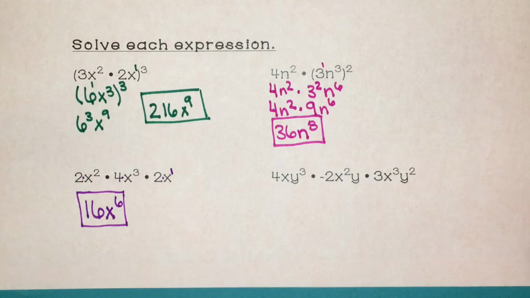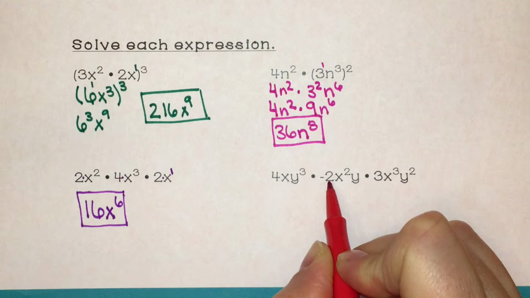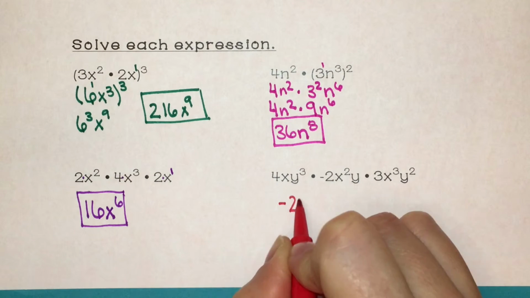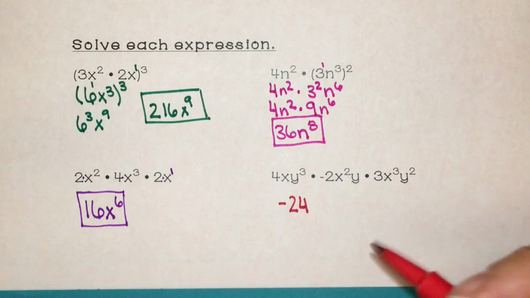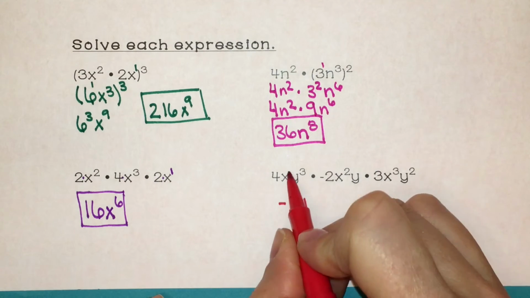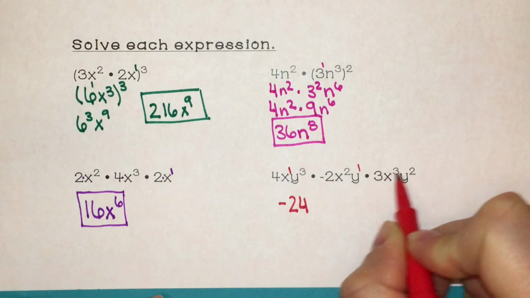Right over here, let's start with the numbers. 4 times negative 2 is negative 8. Negative 8 times 3 is negative 24. Okay, we have two different variables, so you're going to do them separate. Any of the variables not raised to an exponent is raised to the power of 1. So this x is technically to the power of 1. This y is to the power of 1, and those all have exponents.